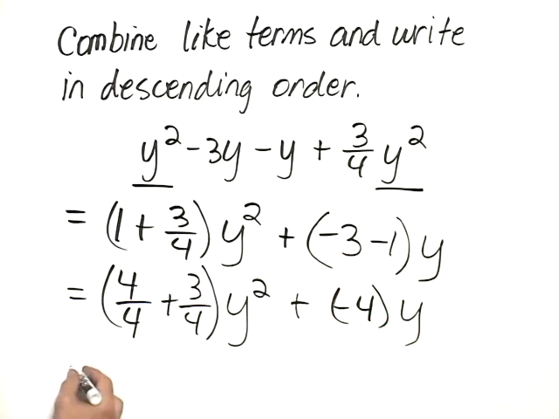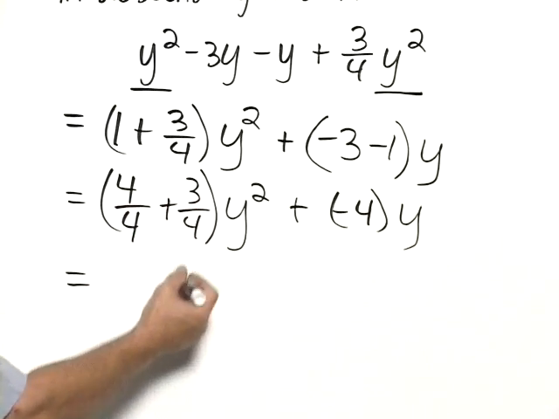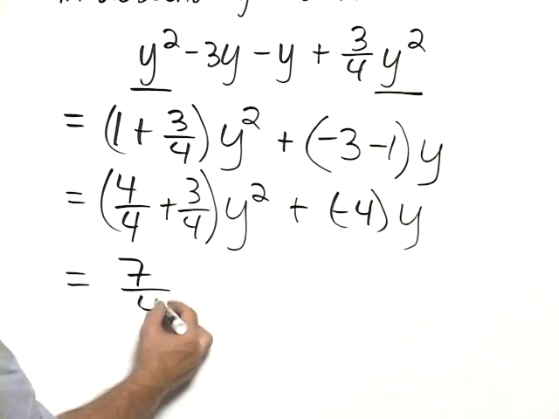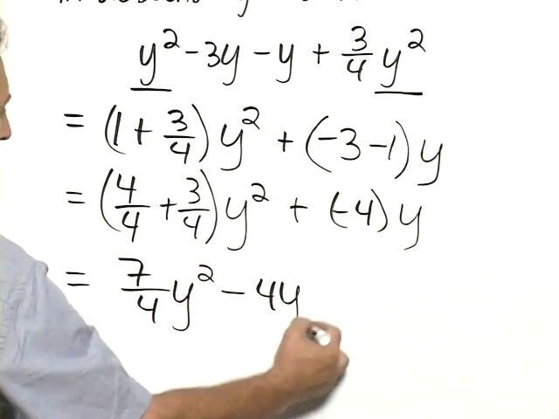And then finally, our answer in descending order, 4/4 plus 3/4 is 7/4 y squared minus 4y.